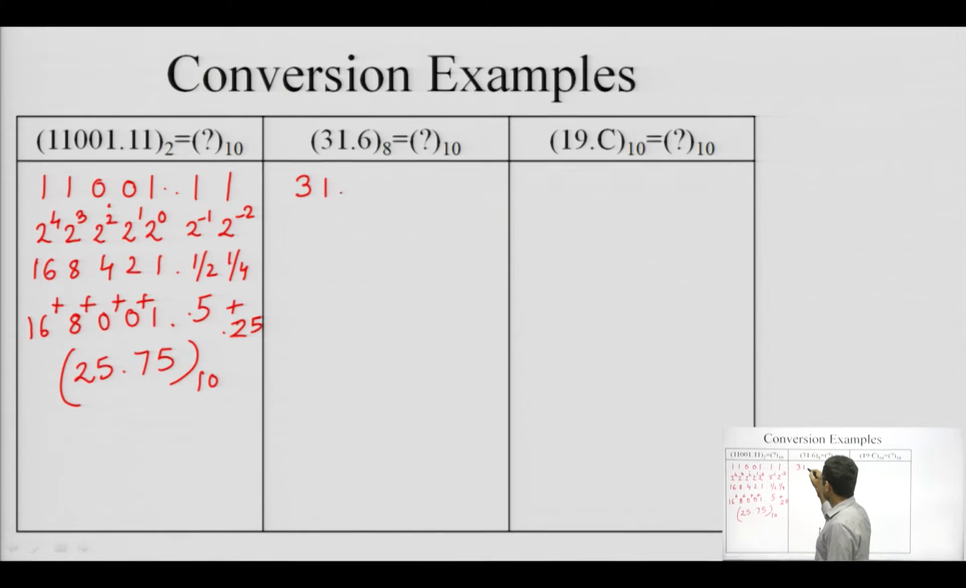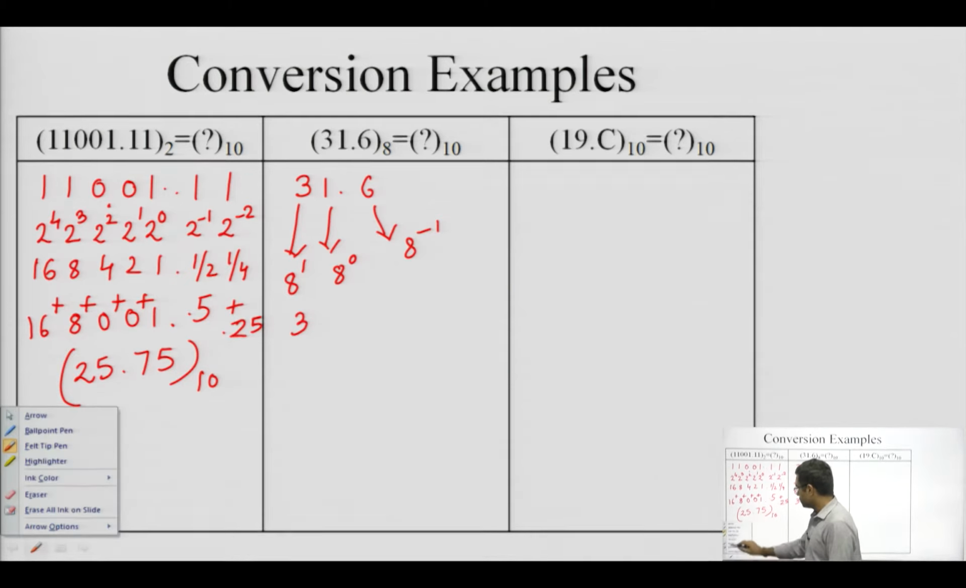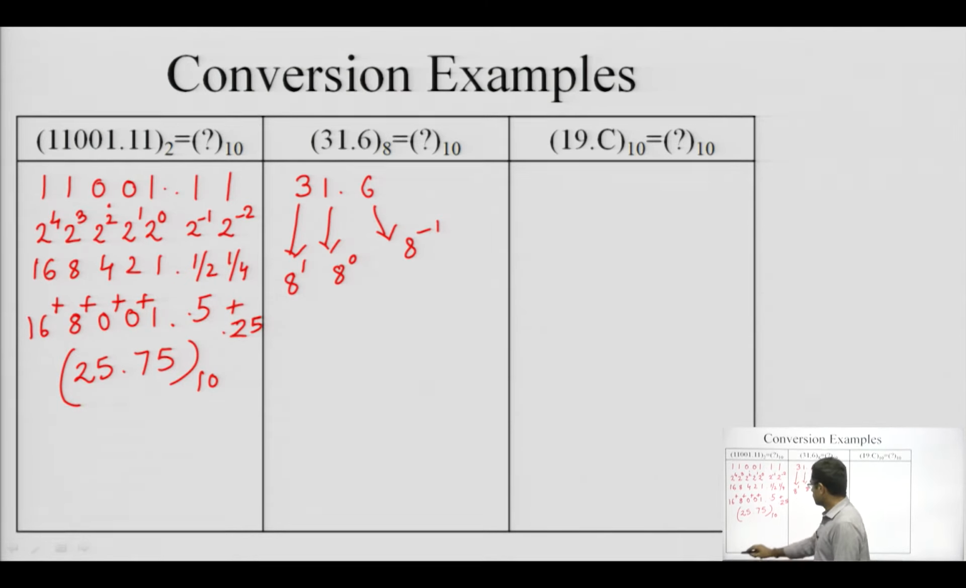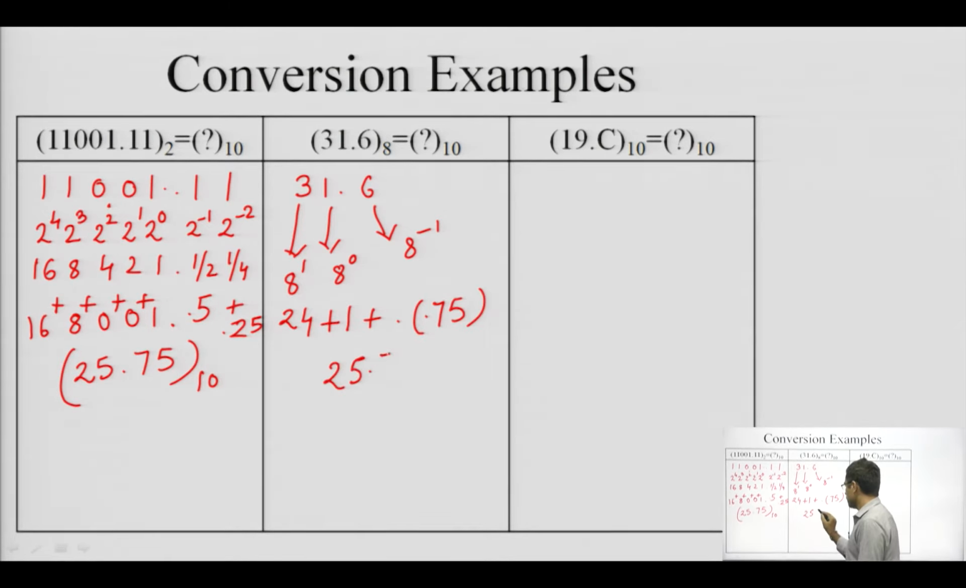So, 31.6. Now, this 6 will be multiplied with 8 raised to power minus 1, this 1 with 8 raised to the power 0, and this 3 with 8 raised to the power 1. So, 8 raised to power 1 into 3 is 24, and 1 into 8 raised to power 0 is equal to 1, plus 6 by 8 is your 0.75. So, adding all these, I again get 25.75 in decimal.